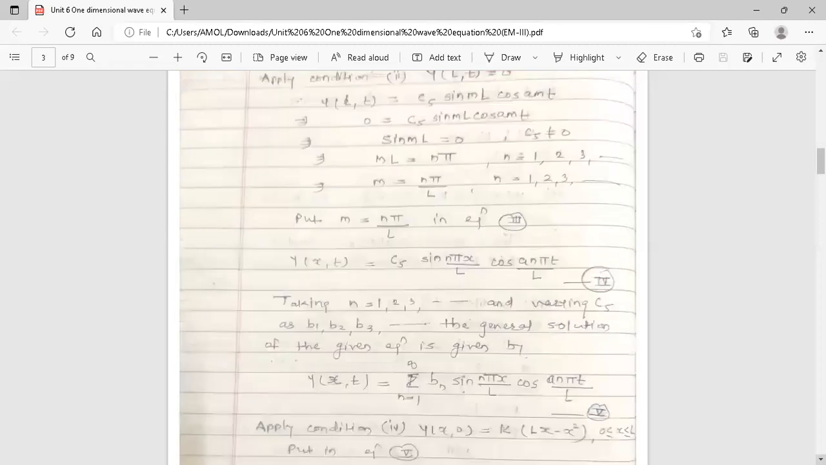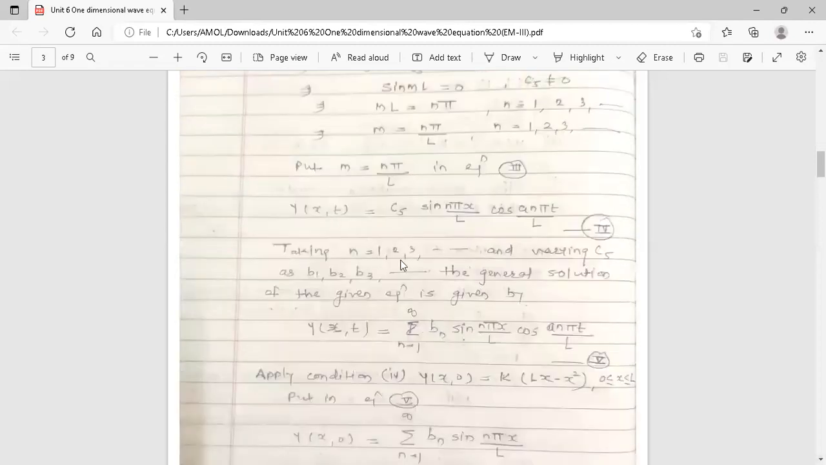Now, here, taking n is equal to 1, 2, 3, and so on, because the value of n is 1, 2, 3, and varying C5 as B1, B2, B3, the general solution of the given equation is given by y of x is equal to summation bn sin n pi x upon l into cos a n pi t upon l, and n varies from 1 to infinity.